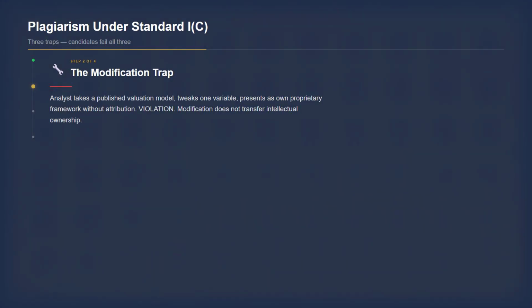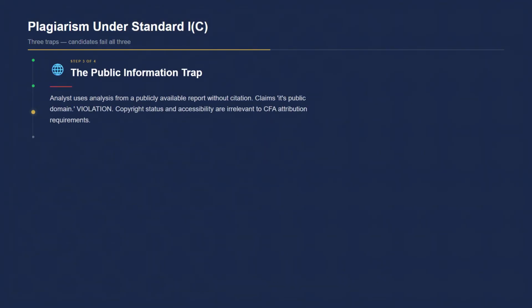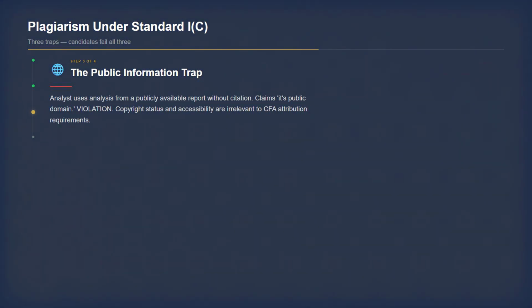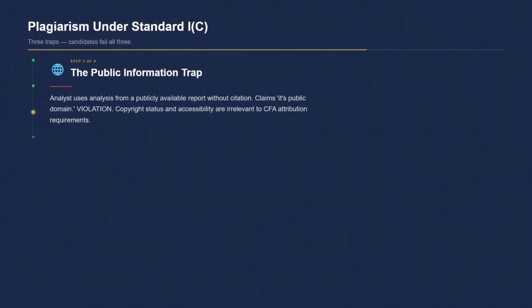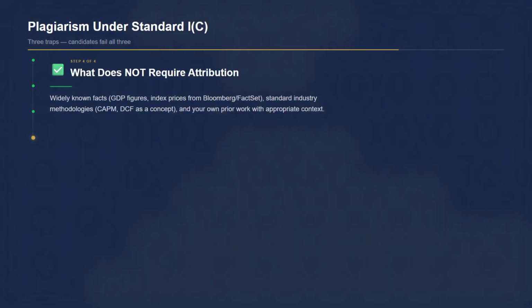The public information trap. The research report is publicly available, so attribution is optional, right? Wrong. Public availability is completely irrelevant to attribution requirements under CFA standards. Someone's intellectual work is still their intellectual work, whether it is behind a paywall or on a public website.